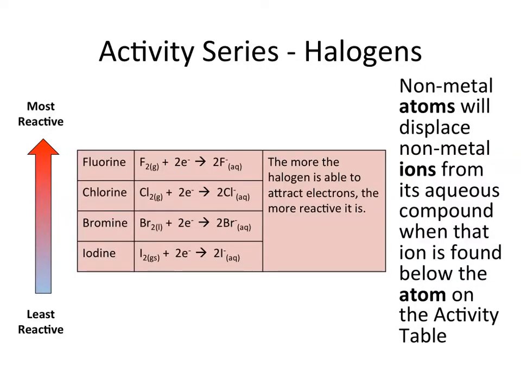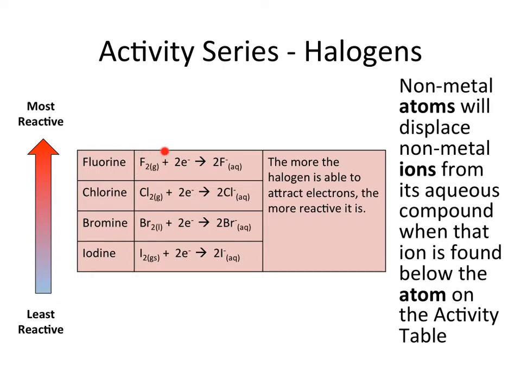Now, in terms of our activity series, we also have one for halogens. The more reactive ones are as you go up the group. So fluorine is the most reactive, and that's because fluorine wants to gain electrons. Like metals want to lose electrons, non-metals want to gain electrons. So the more able a halogen is to attract electrons and gain them, the more reactive they are.